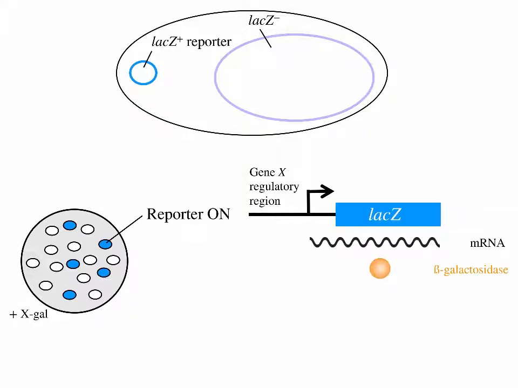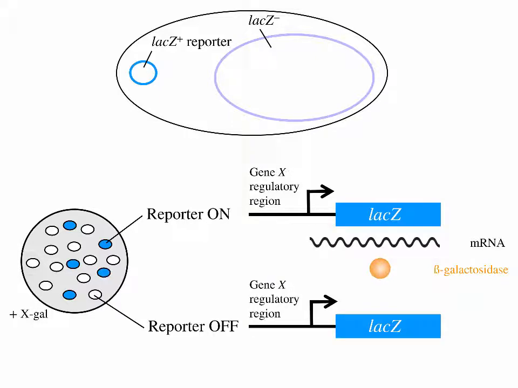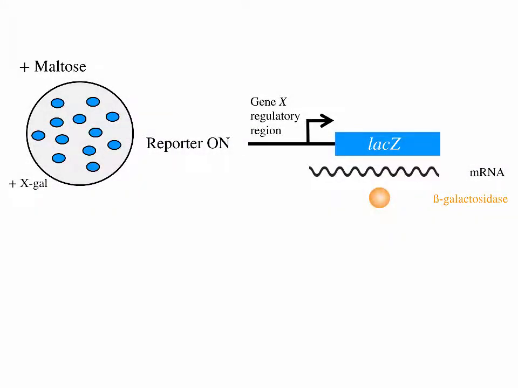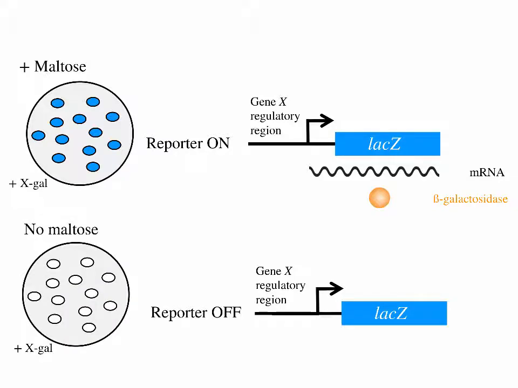If you grow the transformants on medium that has X-gal, blue colonies indicate that the reporter is being transcribed, and white colonies indicate that the reporter is not being transcribed. Now let's see how we can use this system to identify transcriptional regulatory proteins. Suppose you've discovered an E. coli gene that is transcribed only in the presence of the sugar maltose. You could make a reporter gene that will help you to identify the regulatory proteins that mediate the response to maltose. When LAC-Z minus bacteria are transformed with the reporter and plated on medium containing maltose and X-gal, the colonies should be blue. When plated on medium with no maltose, the colonies should be white.